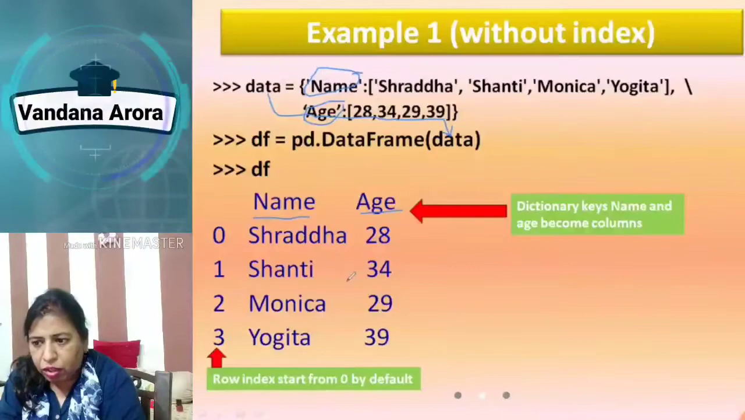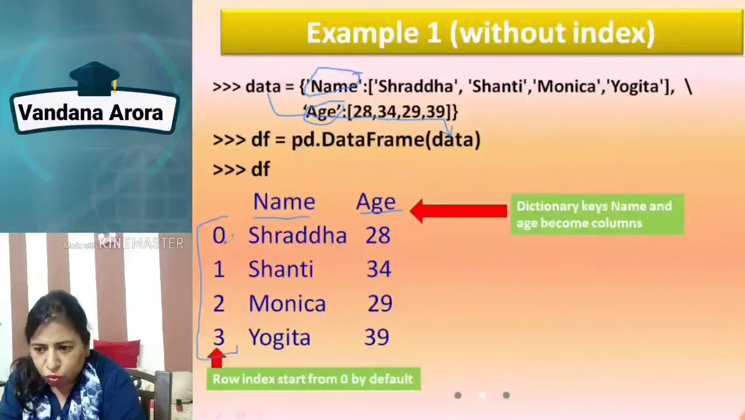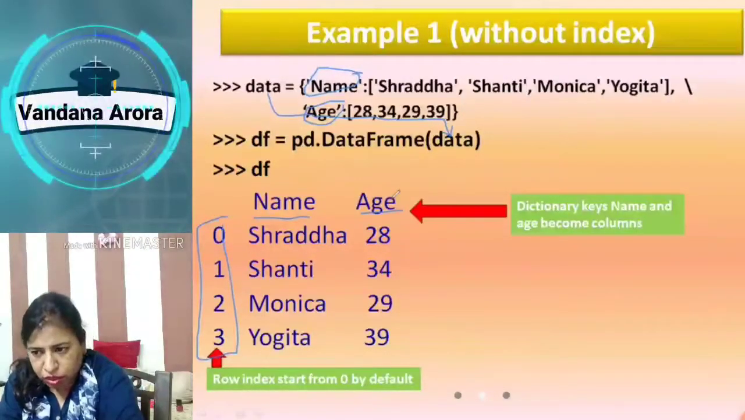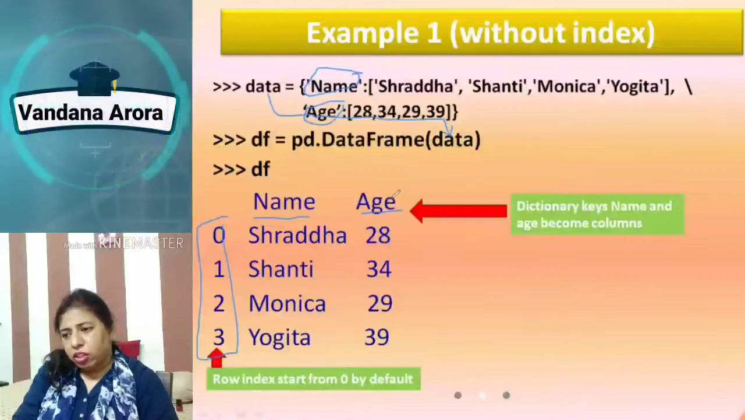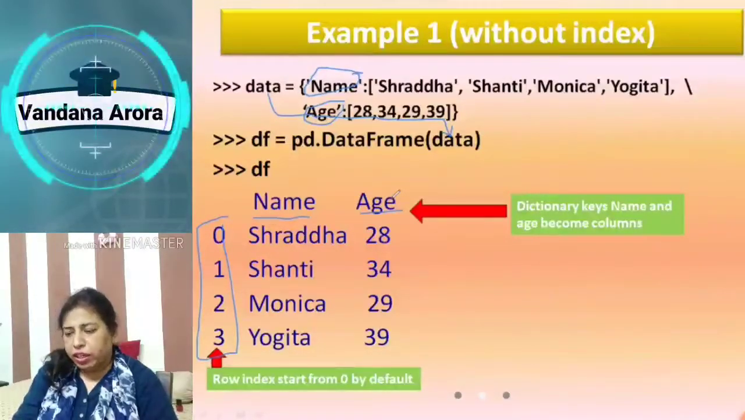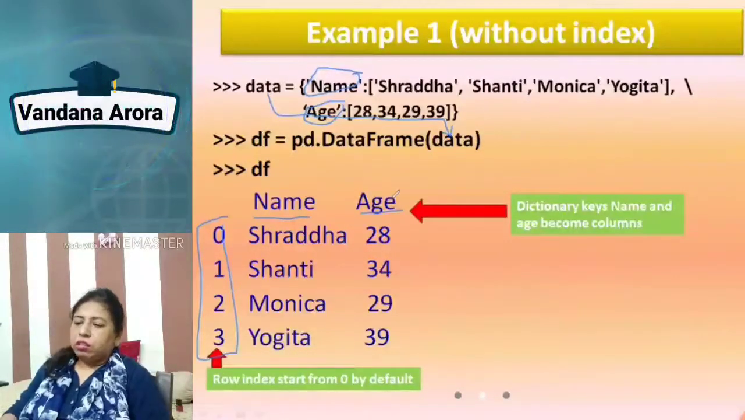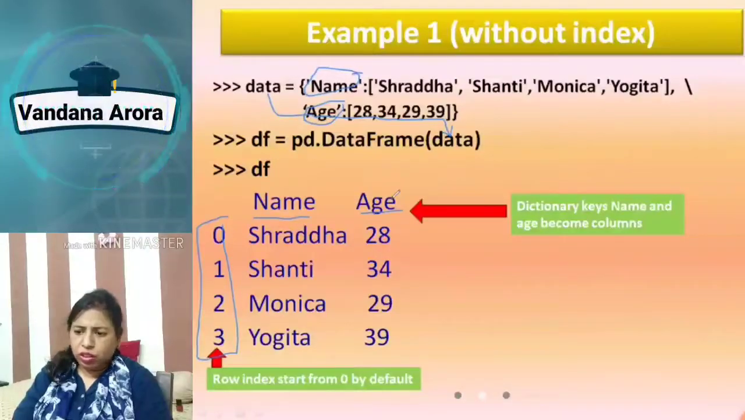Clear? And I have not specified any index. Without index I am making the frame. It means the row index will be by default 0, 1, 2, 3. Clear? Name and age are my columns. So this is the syntax to create the data frame using dictionary, and without index I am creating the frame. When I am not specifying any index while passing the dictionary, automatically the keys of the dictionary will become the column labels. Clear? And row labels will become 0, 1, 2, 3 by default.